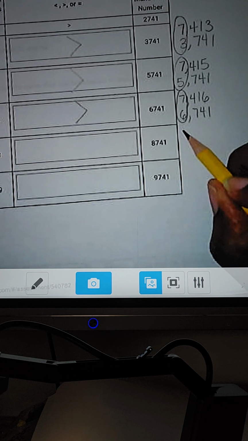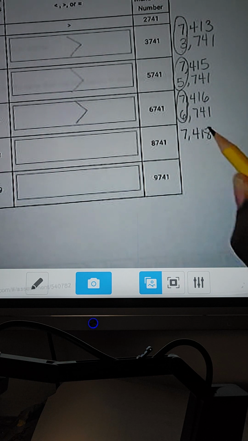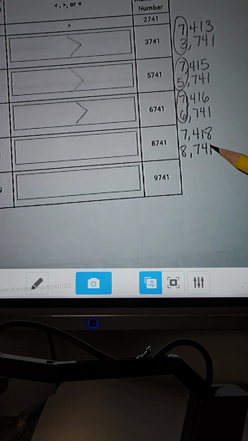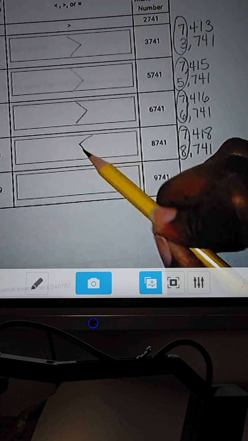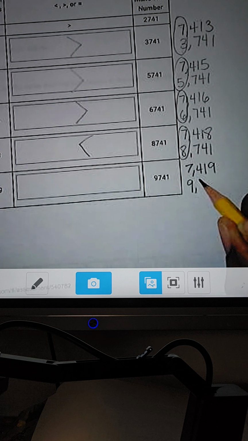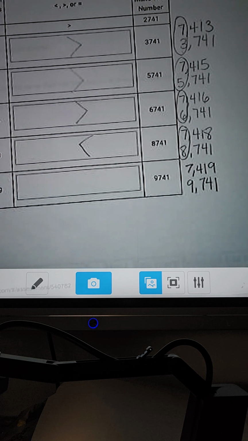Okay, the next set of numbers, 7,418 and 8,741. What's the greatest place value? The thousands. Which is greater, 7,000 or 8,000? 8,000. Who has the greatest number? Ben. Thank you. And finally, we are comparing 7,419 and 9,741. What's the greatest place value? Thousands. What's greater, 7,000 or 9,000? 9,000. Who has the greatest number? Ben. Thank you.